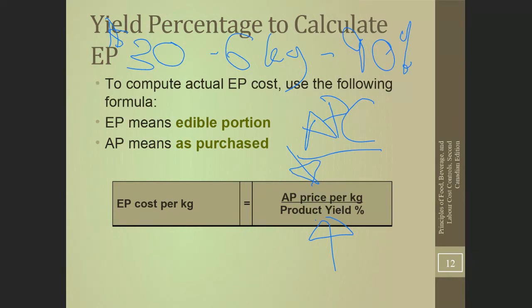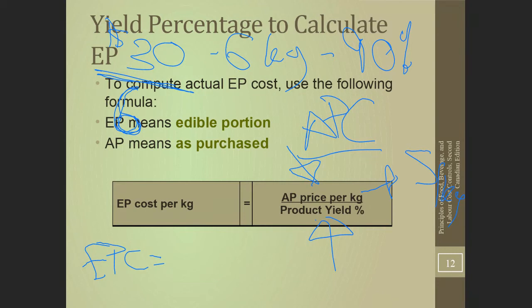Let's calculate the edible cost per kilogram here. So your EPC, which is your edible portion cost, or the cost of the edible portion. We take the as purchased cost per kilogram, and how we would do that is take the $30 price and divide it by your 6 kilograms, because there's 6 kilograms in the bag. What is the as purchased cost per kilogram in this case? We take $30 and divide it by 6 kilograms, and we get $5 per kg.